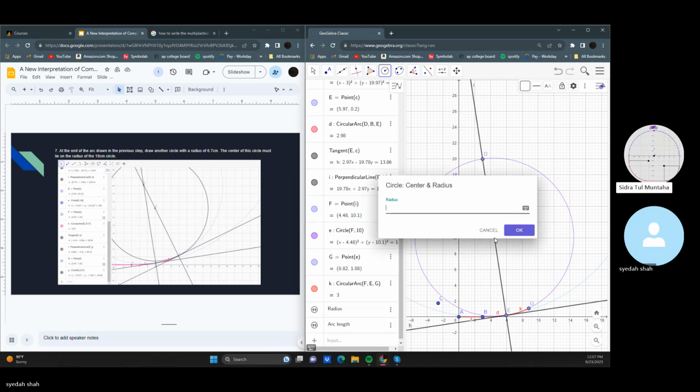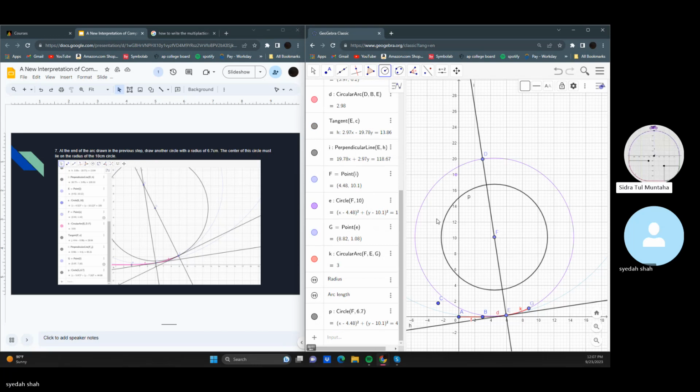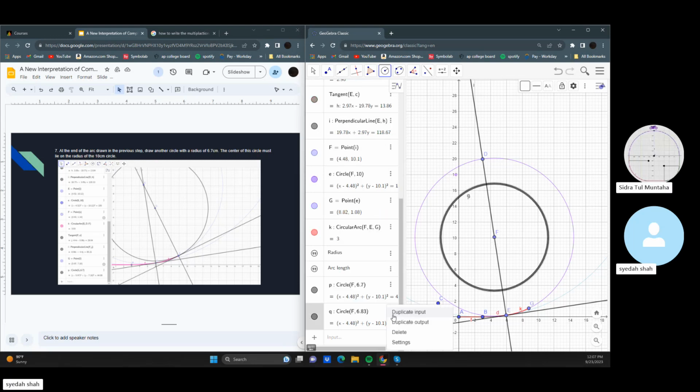I guess first we need to draw a tangent at the point G, and then we have to take a perpendicular from there, and then we will be doing the circle thing as we were doing before.